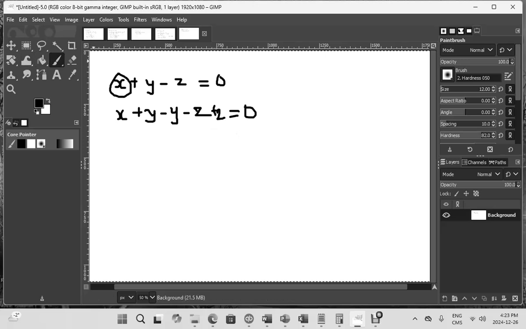Let's try that one more time. So you'll subtract on both sides, which means this will be negative y plus z, which means y and y will cancel out, z and z will cancel out, and for your x, you'll be left with negative y plus z. So your x will be negative y plus z.